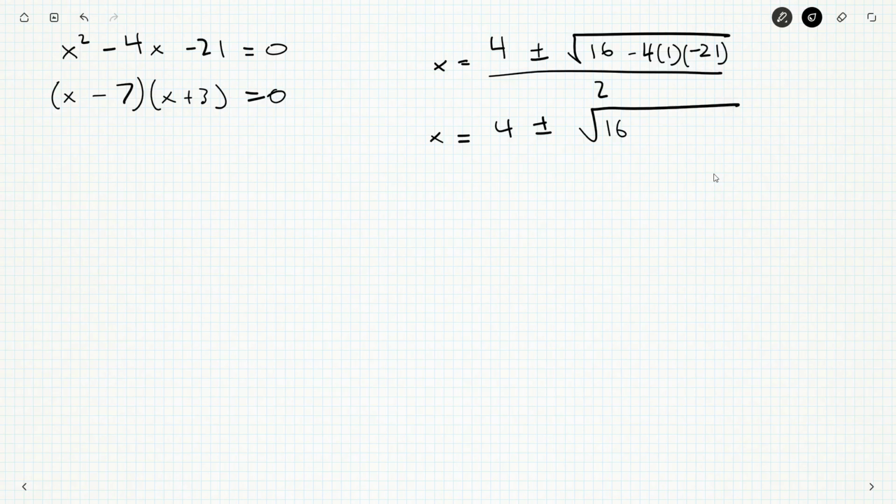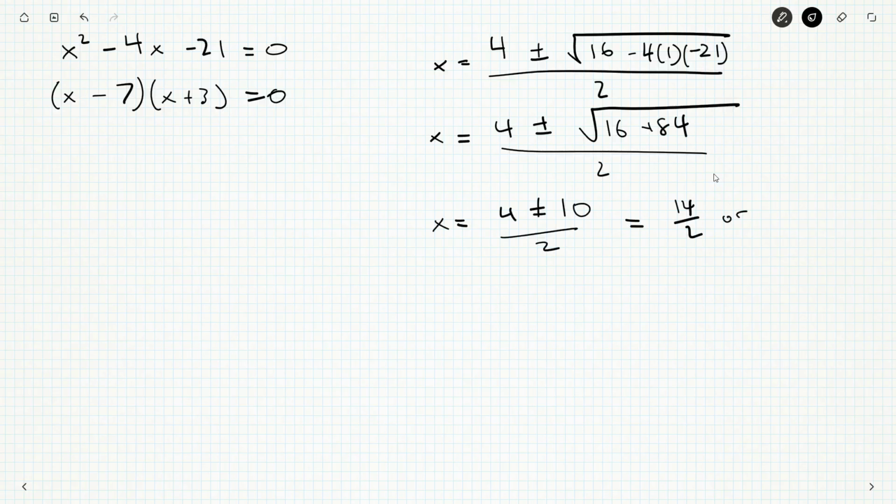The negative signs will cancel out. It'll become plus 84 all over 2. Well, that's x is 4 plus or minus, this is 100, square root of 100 is 10. So it'll either be 14 over 2 or 4 minus 10, so negative 6 over 2, 7 or negative 3, and that's what we would read off from here as well.